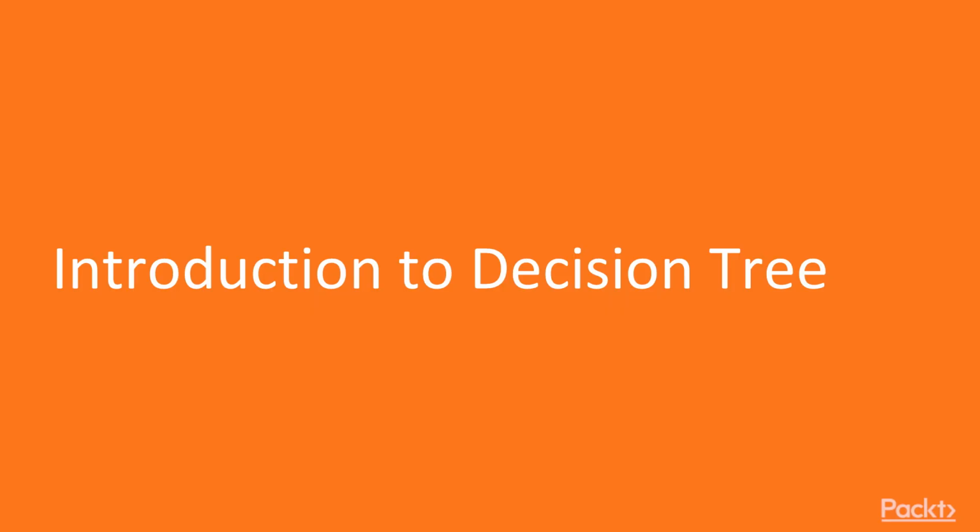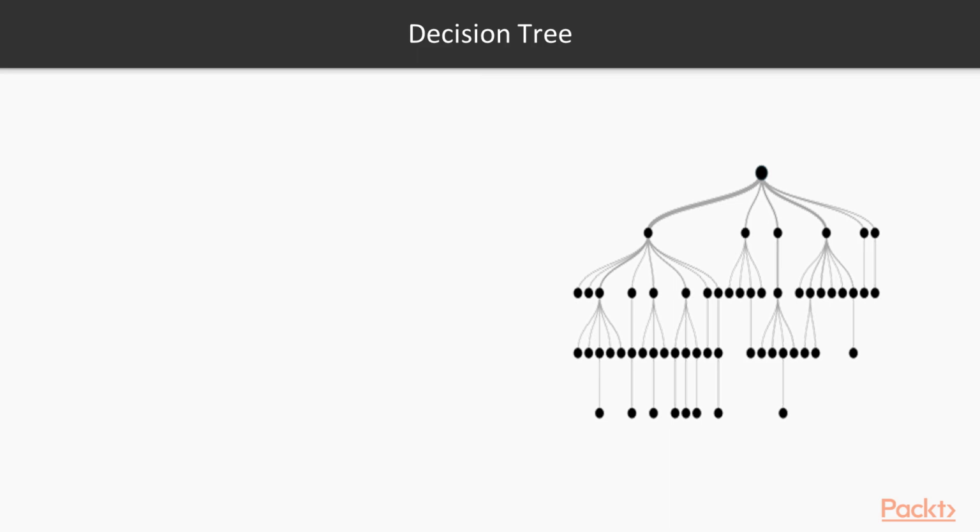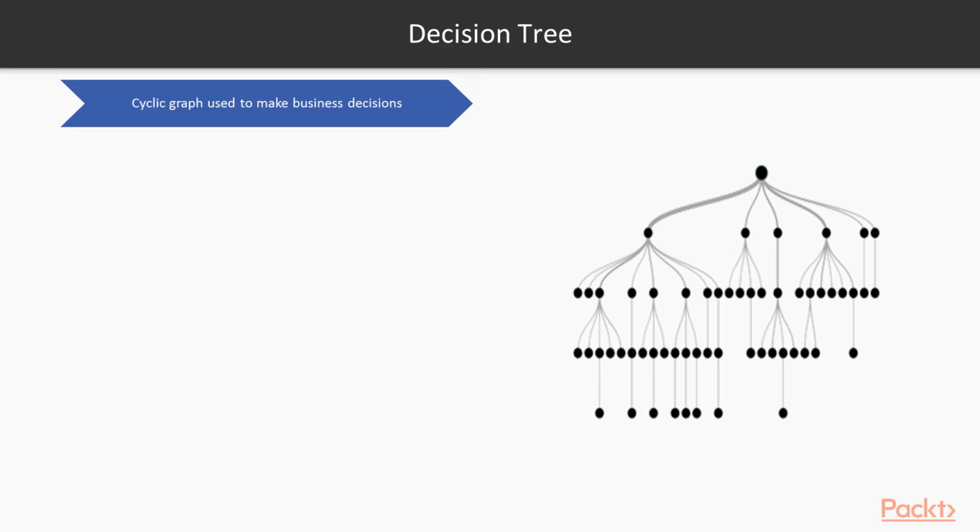Introduction to decision tree. A decision tree is an acyclic graph that can be used to make business decisions. In each branching node of the graph, a specific feature, let's say J, of the feature space is examined. If the value of the feature is below a specific threshold, then the left branch is followed, otherwise the right branch is followed. As the leaf node is reached, the decision is made about the class to which the example belongs.